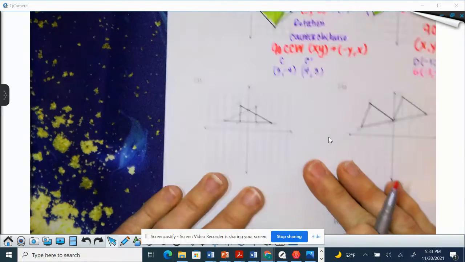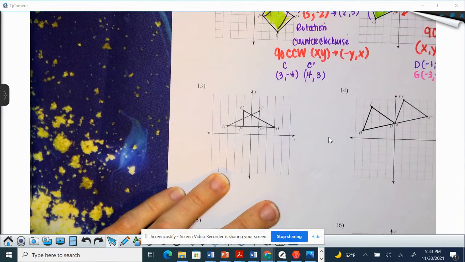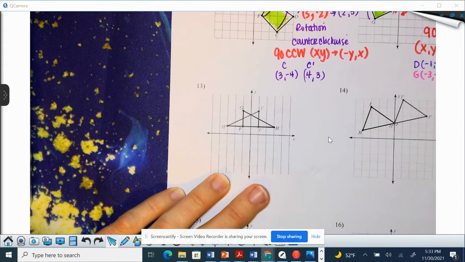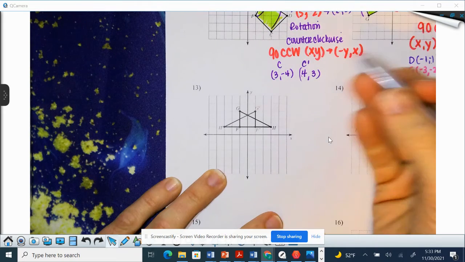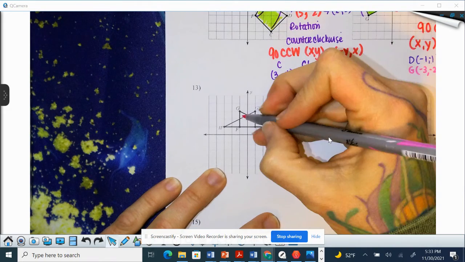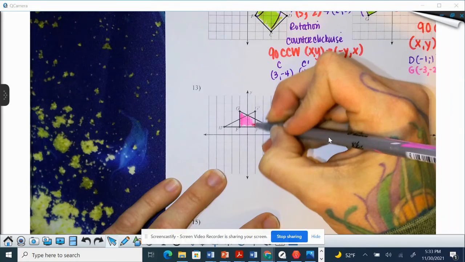Number 13, hope you're hanging in there. Again, like I said on the first video, I challenge you to pause your video at any point throughout and try them, because if you mess up, it's no big deal. Just make sure you come back and get the right answers. So our original shape is GFH.